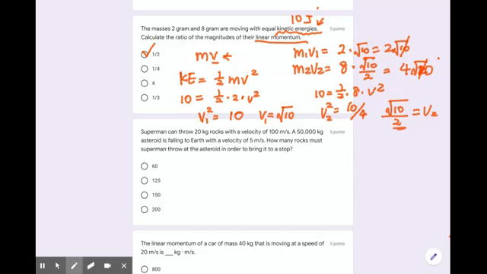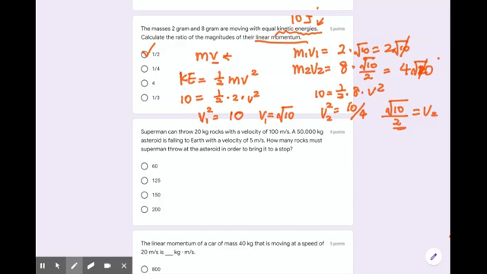Superman can throw 20 kilogram rocks with a velocity of 100 meters per second. A 50,000 kilogram asteroid is falling to Earth with a velocity of 5 meters per second. How many rocks must Superman throw at the asteroid in order to bring it to a stop? Remember, action, reaction. In order to stop the asteroid, Superman has to throw the same amount of momentum at it to stop it, right?